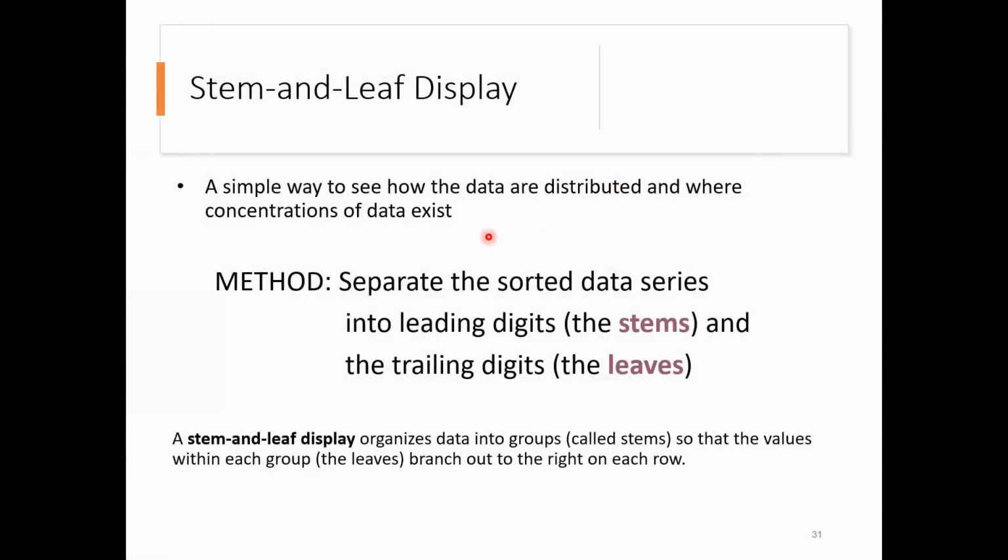Now what is this? Very simple. You have data, and what you do is you sort your data into leading digits, those are the stems, and your trailing digits, those are your leaves. So what does a stem and leaf display plot do? It organizes your data into groups called the stems. Those are your leading digits. And the values within each group, which are your leaves or your trailing digits.